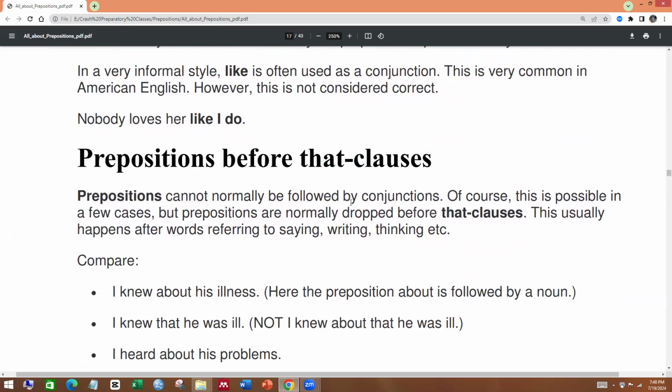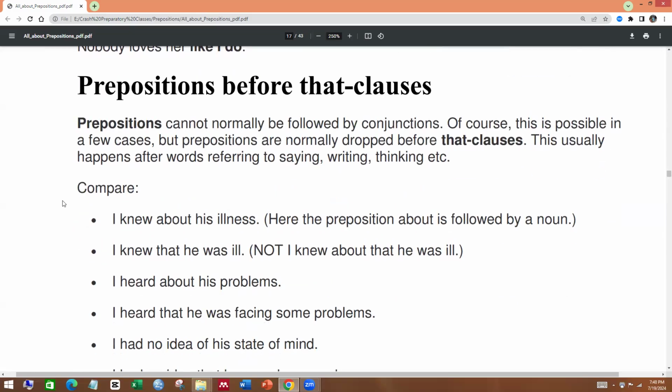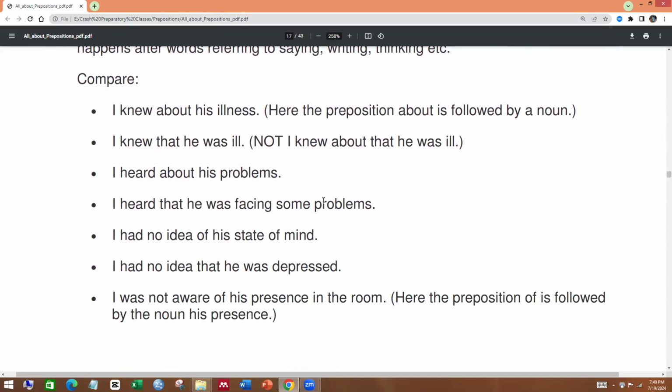Prepositions cannot normally be followed by conjunctions, of course. This is possible in few cases, but prepositions are normally dropped before that clauses. This usually happens after the words referring to saying, writing, or thinking. Compare, I knew about his illness. Here the preposition about is followed by a noun. I knew that he was ill, not I knew about that he was ill. I heard about his problems. I heard that he was facing some problems.